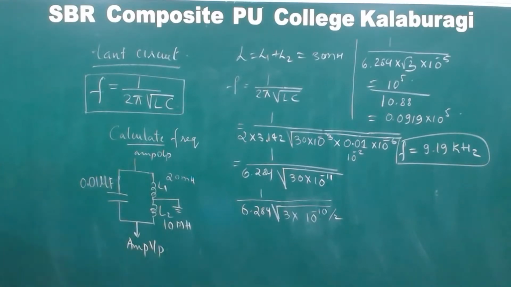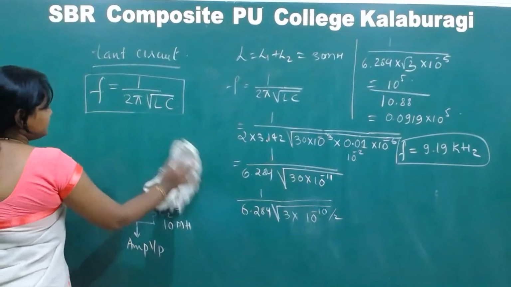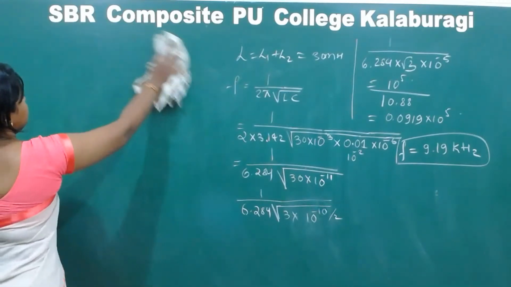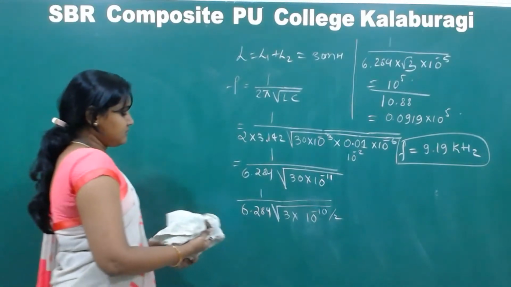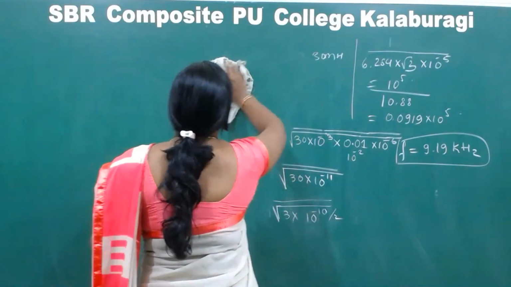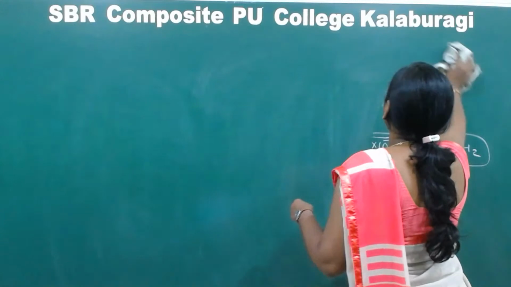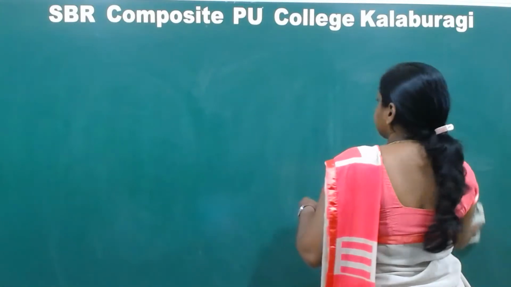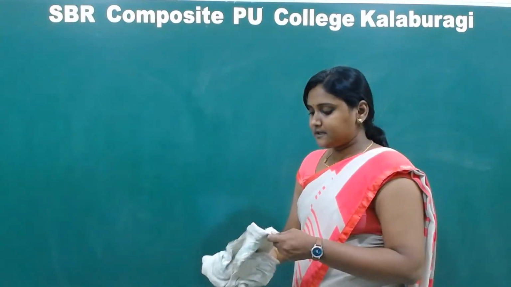So now we will look into the Hartley oscillator and solve the numericals for it. This is about the tank circuit, and we will solve more numericals on it. The formula for frequency for the tank circuit is 1 by 2 pi under root LC, and it remains the same for the Hartley oscillator. This is the same expression of frequency that we will be using in the Hartley oscillator.